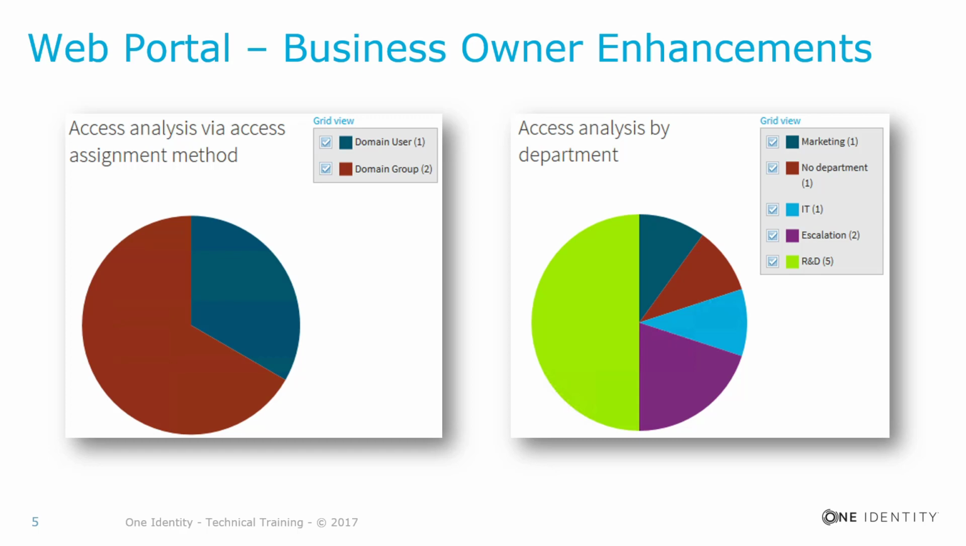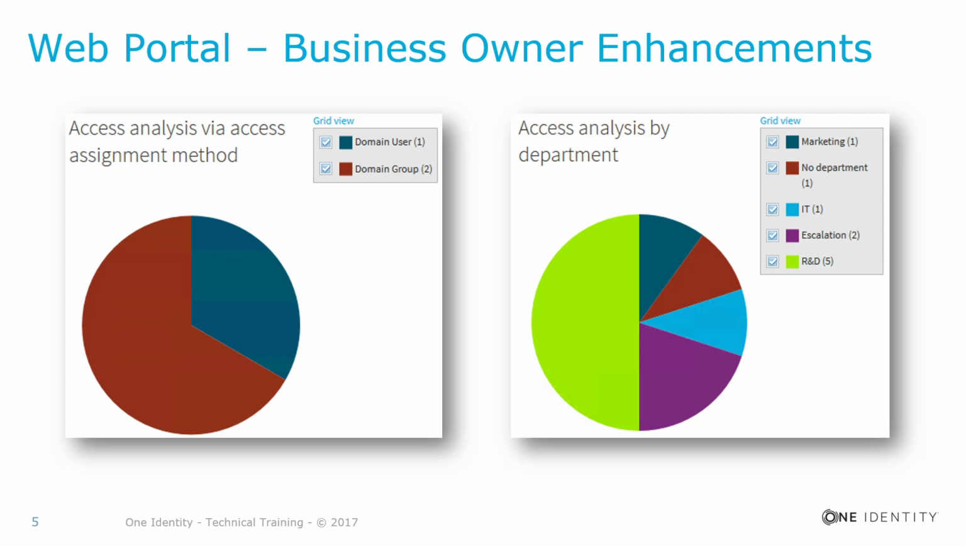The second chart is access analysis by department. So this actually will show you the employees, their departments, and it'll break down, for example, here I have 5 people in R&D have access to my data, 2 people in escalation, 1 person in IT, and 1 person in marketing, while 1 person doesn't have a department assigned to them.